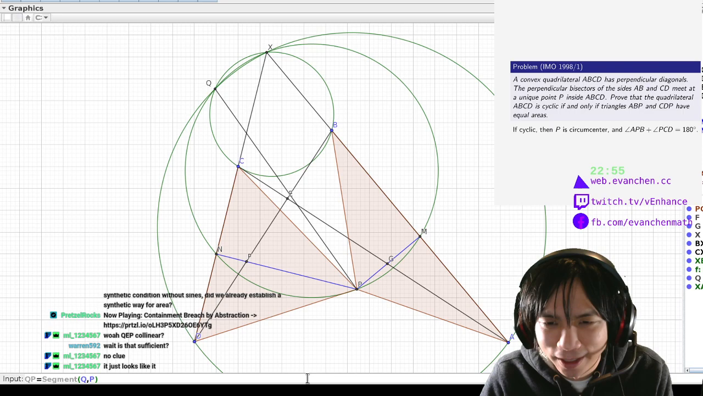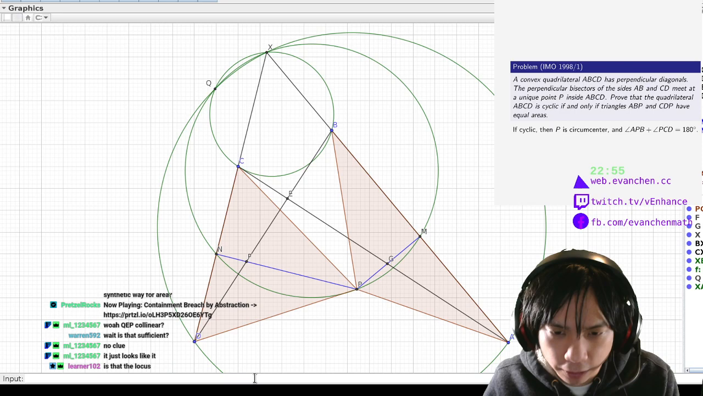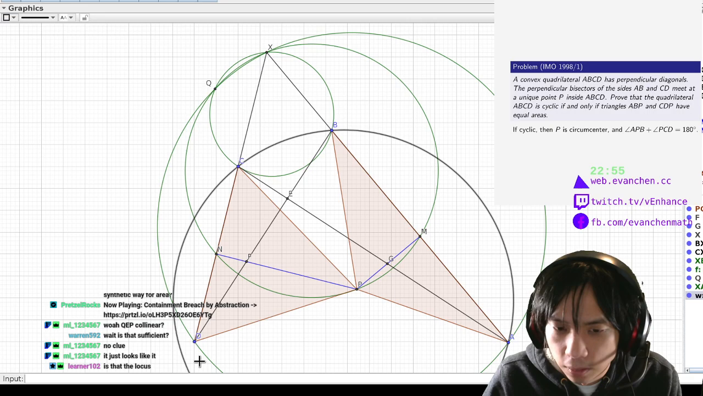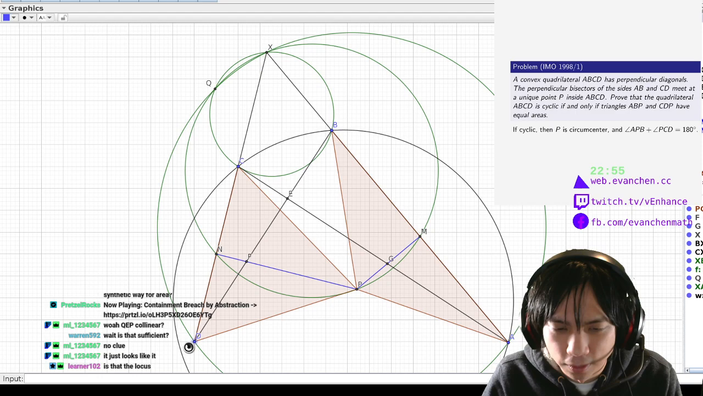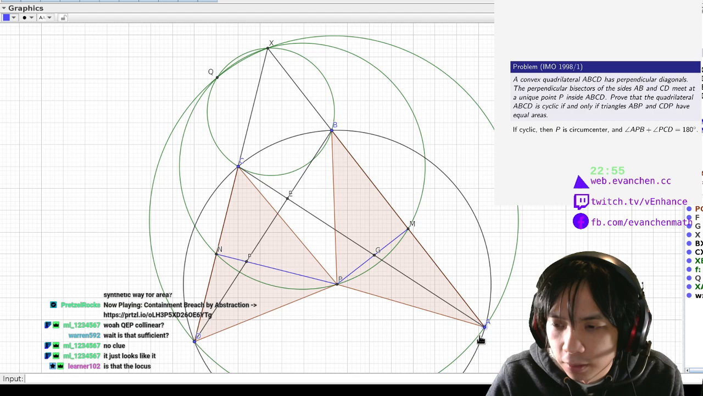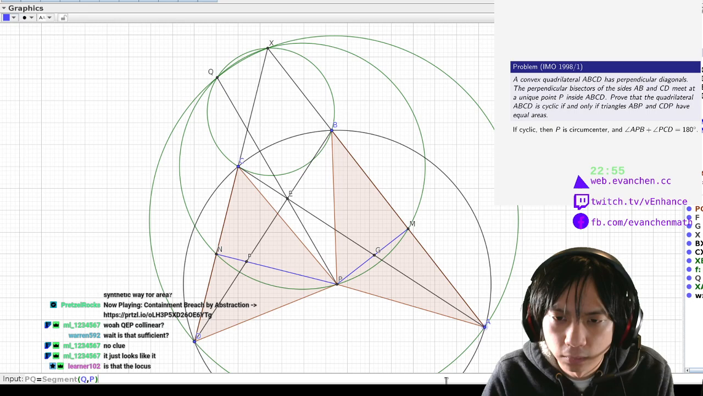Oh, wait, no. QEP are collinear if the... I see. So if they're cyclic, they should be collinear. Dang it. This is so hard to get right. So in the equality case, yeah, QP should be collinear. So, yeah, that looks like the route where we should go.